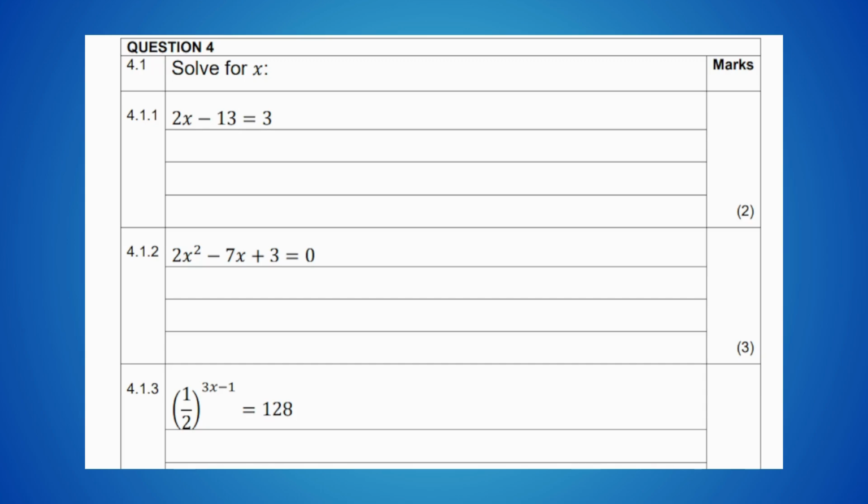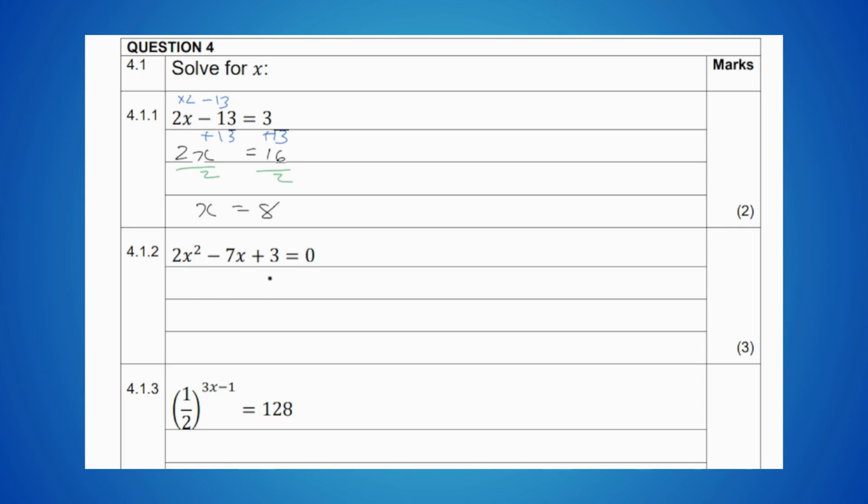Our fourth question for June paper 1 was all about solving for x, but not inequalities, just normal equations. What's happening in this first equation? What's happening to x is times 2 and negative 13, so we work in the opposite direction. We first add our 13, and then we divide by 2.